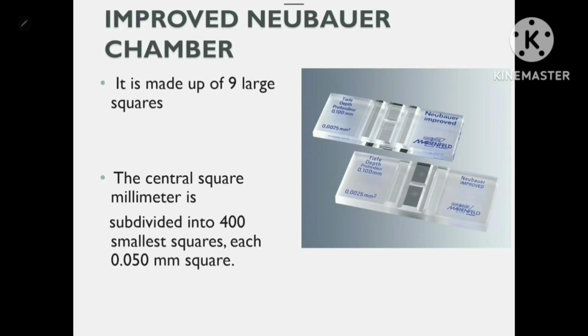So first is the improved Neubauer's chamber. It is called improved Neubauer's chamber because the lines seen in the chamber are very clear. These are usually crystal slides which are around 4 mm thick.